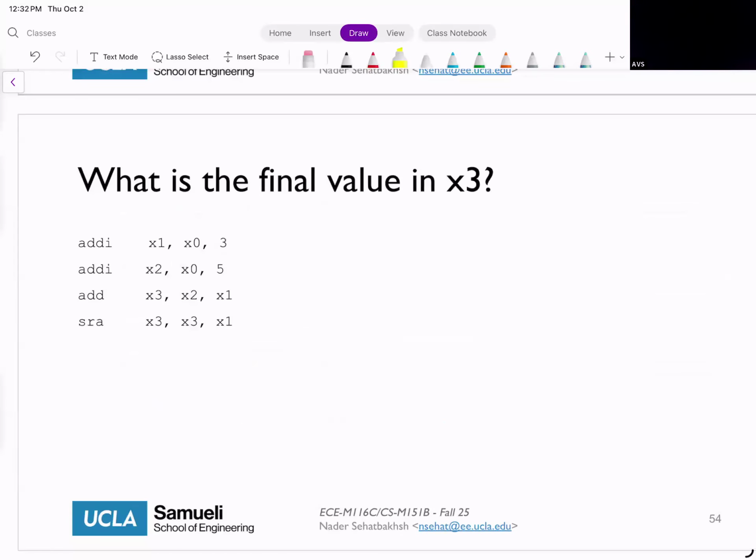Perfect. Here's an exercise for you. See if you can find the final value of x3. This is also an opportunity for you to post it on CampusWire if you want. Write your answers.